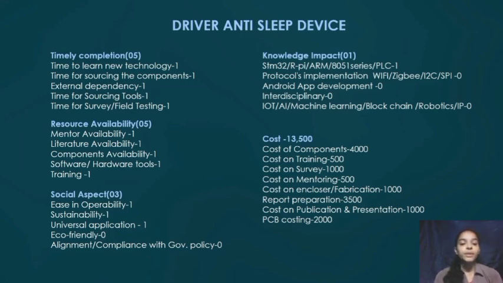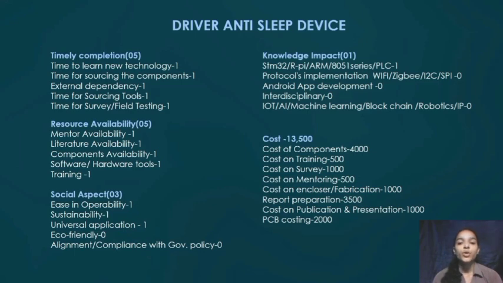Fourth one is alignment, compliance with government policies. We have not required any government policies, so we have to give it 0. Fourth one is knowledge impact, and these are the 5 subparameters. From these controllers, if we required any of the controllers, we have to give it 1, otherwise 0.